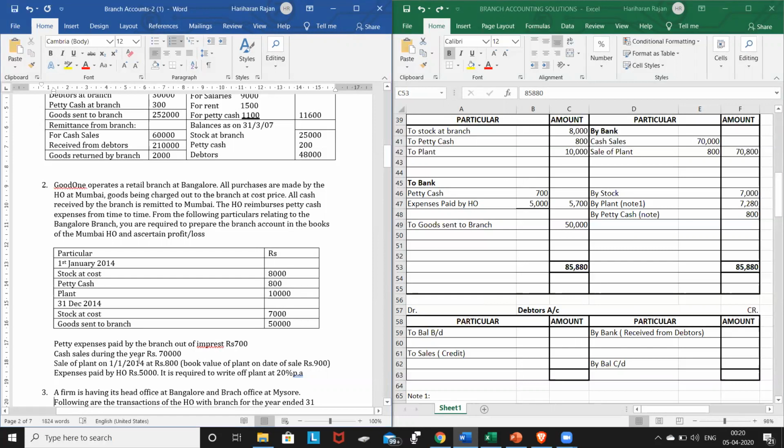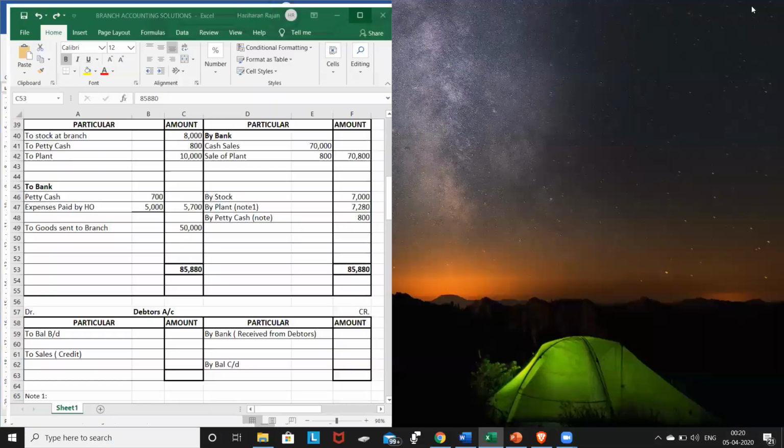Cash sales during the year, rupees 70,000. Sale of plant: they have sold part of the plant for rupees 800, whereas the actual value of the plant is 900. So let us see what the adjustment related to this is. Expenses paid by the head office, rupees 5,000. It is required to write off plant by 20% per annum. So let's see the solution which you have done. Cross check.